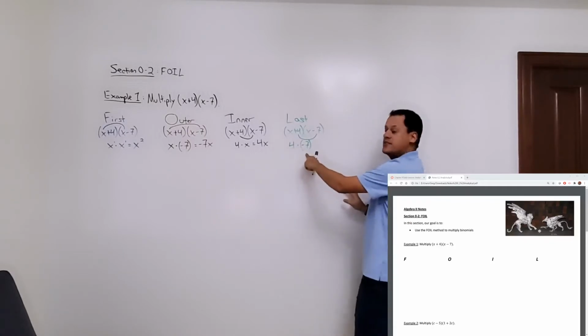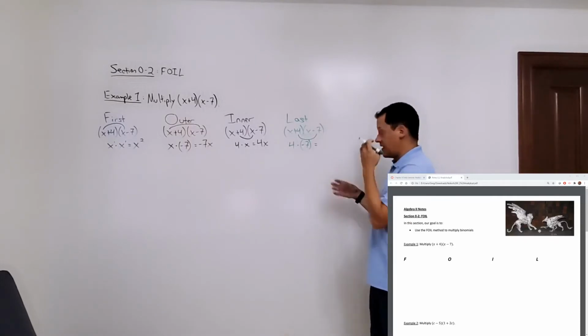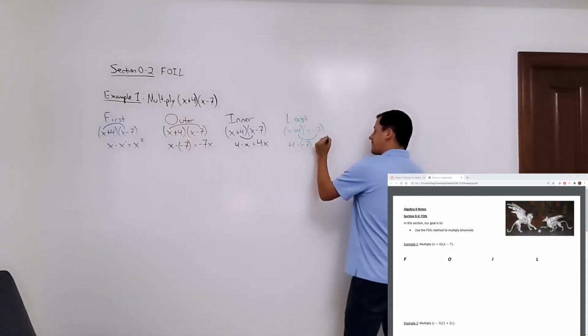Four times -7. And that doesn't even have any letters in it. That's just 4 times -7. That's going to be -28.